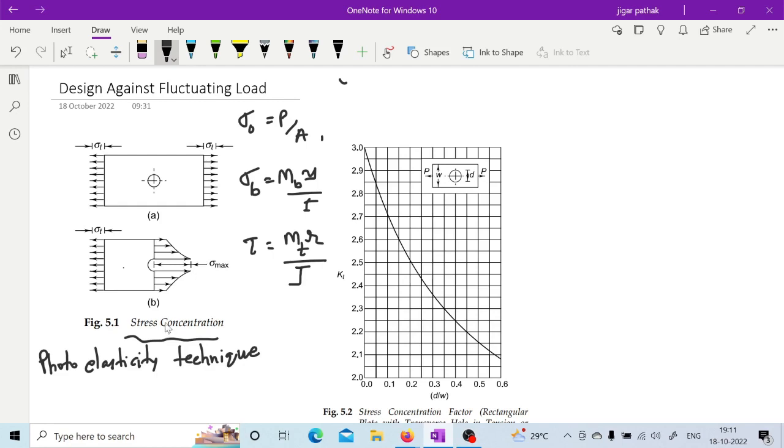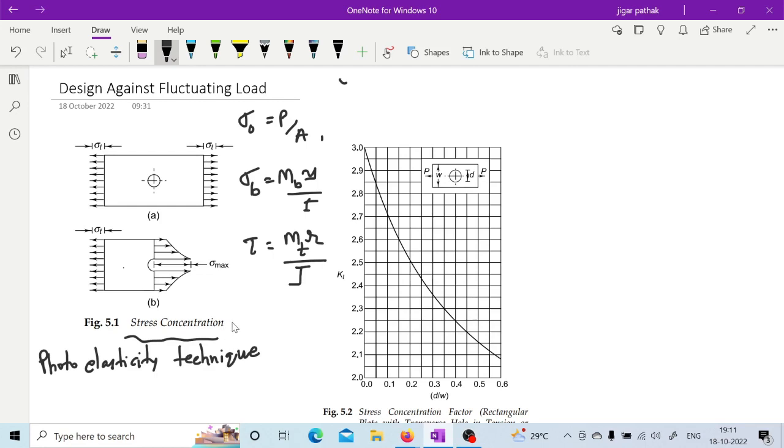Because in practice we cannot have the same cross section throughout. In the case of a shaft, we need to mount a gear, so you need to provide keyways, and the keyway is a discontinuity. Similarly, some gears have oil grooves through which they need to be oiled. So this kind of discontinuity will always be present in your machine components, and wherever there is such a discontinuity, there will be stress concentration.